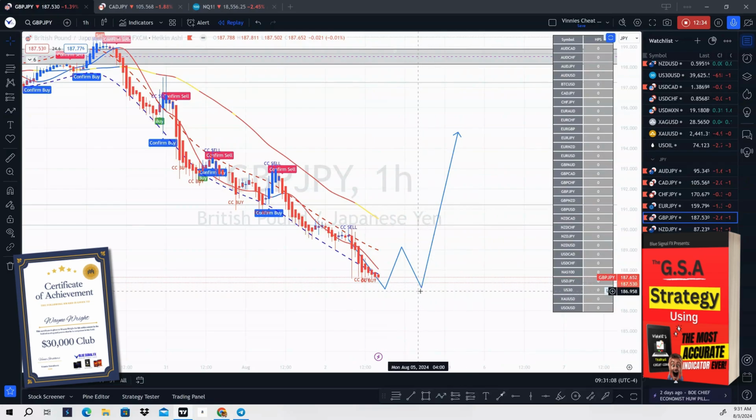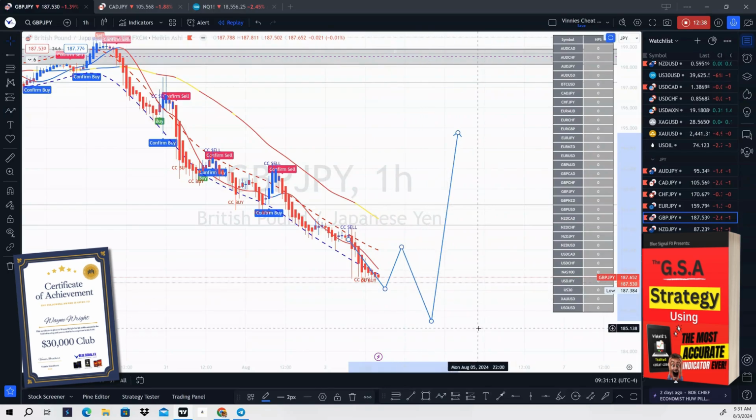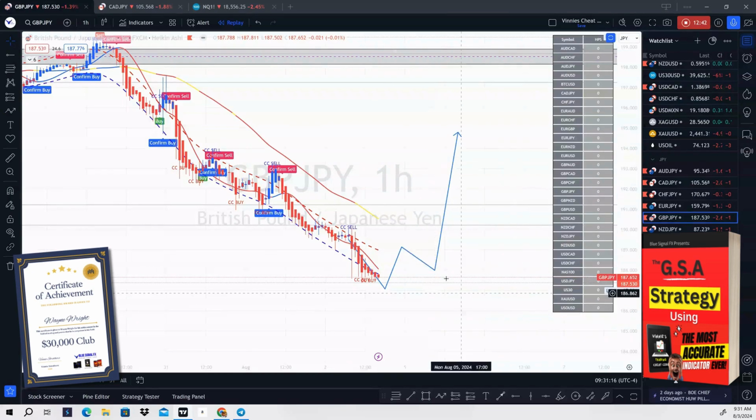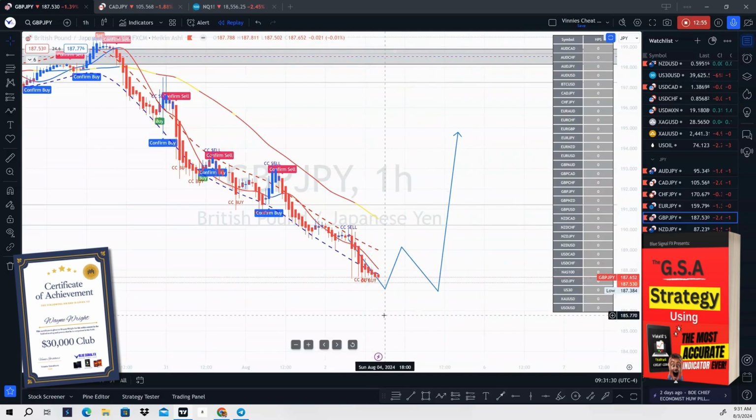Now, it doesn't always look this pretty. You can either get a break and retest like that, or you can get a break and retest like this, or you can get a break and retest where it's like even bottoms. Either of the three scenarios, that's what price is going to do when it's ready to reverse, a break and retest. So that's what I'm looking for here on GJ.